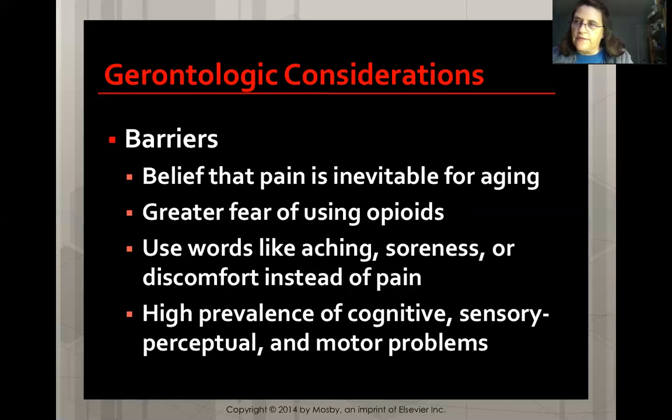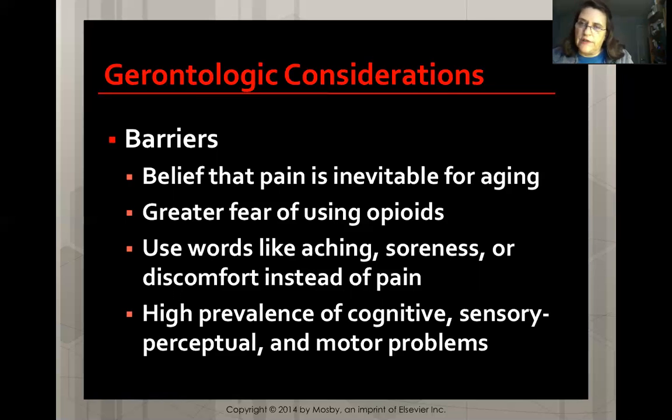Some of the barriers with our elders is the belief that pain is inevitable for aging. That's not necessarily so. There's a great fear of using opioids. Yes, there is, but there are other things that we can use. Our elders don't like to use the word pain. They might describe their pain as aching, soreness, or discomfort instead. Those are still describing pain. There's also a high prevalence of cognitive, sensory, perceptual and motor problems.